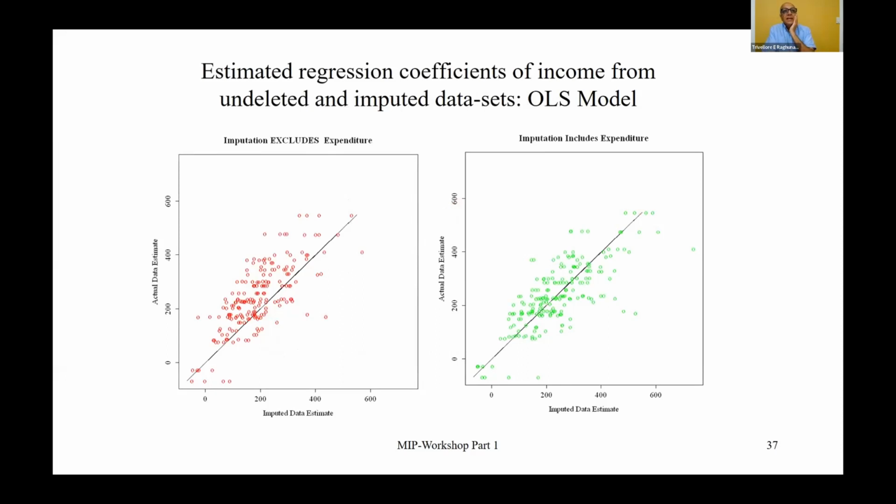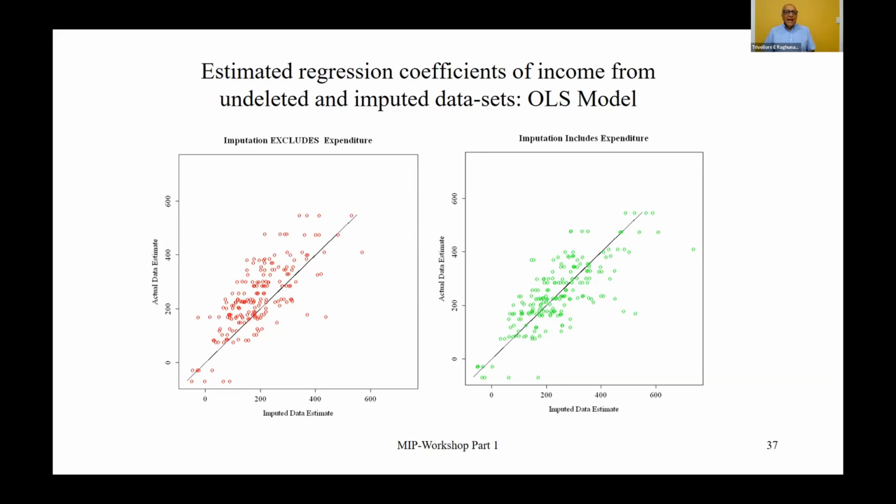So here are the two scatter plots. You have the actual data set estimates on the y-axis, that is, what the BLS produced on the actual data set, the before deletion data set. And then you have the imputed data set on the x-axis. One imputation excludes expenditure and one includes the expenditure. The graph on the right includes the expenditure in the model.